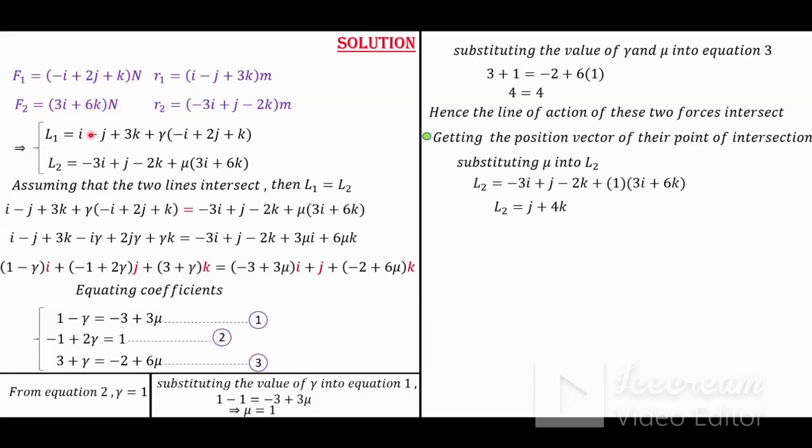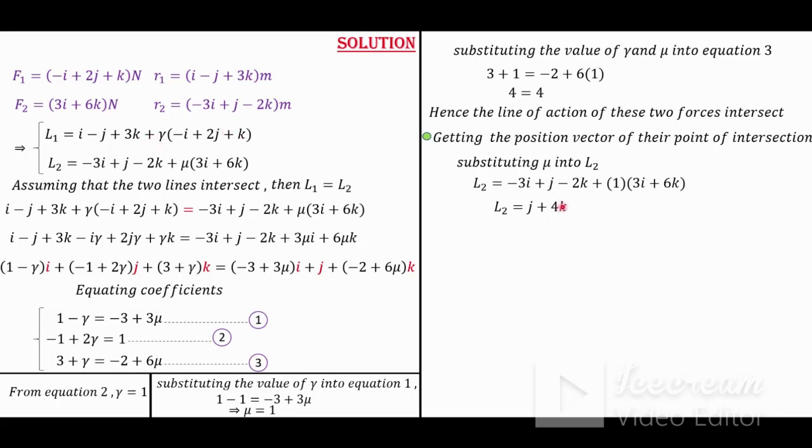Taking the J component, we obtain negative J plus gamma, which is 1, times 2J, which gives us 2J. Then negative J plus 2J gives J, of course. And then the K component: we have 3K plus gamma, which is 1, so 3K plus K gives actually 4K.